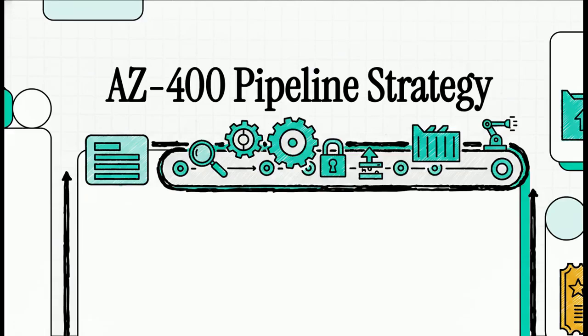Welcome to this explainer. Today, we're diving into something that is literally the heartbeat of modern software development. I want you to picture your software development process not just as writing code, but as a massive, fully automated, high-tech factory. In this factory, your code is the raw material, and your continuous integration and continuous deployment pipeline, your CI/CD pipeline, well, that's your automated assembly line.